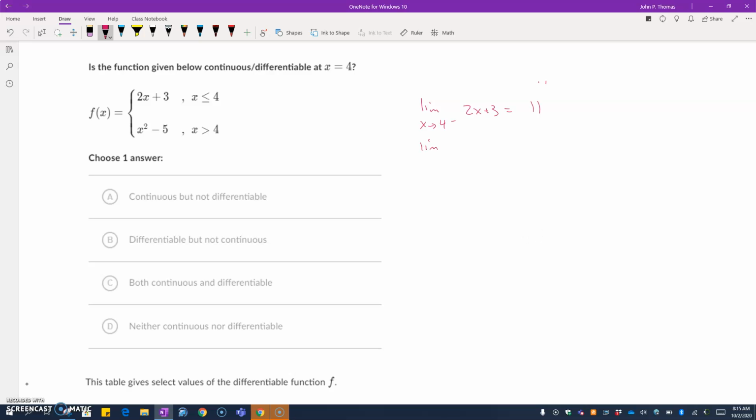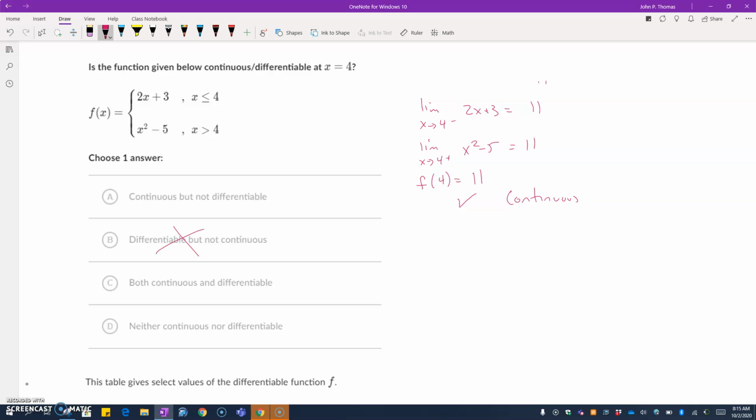Then I'm going to look at the limit as x approaches 4 from the right, which would put me on the bottom rule, which is x squared minus 5. If I plug 4 in there, I get 11 as well. So we know the limit exists, so now we need to see that the function is the same value. So I actually go in and evaluate f of 4, which puts us on the top rule, which gives us an 11.